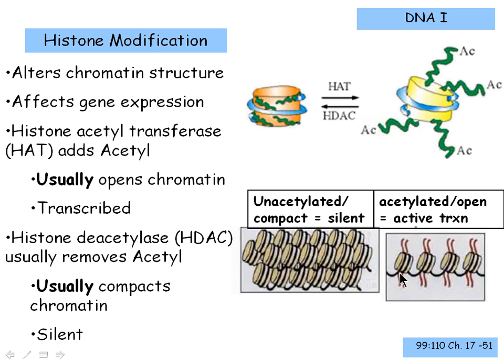So let's look at that a little further. Over here we have our acetylated histone tails, which result in an open form of the chromatin so that they can be actively transcribed. Over to the left we have unacetylated histone tails, so that they are more compact and results in gene silencing.